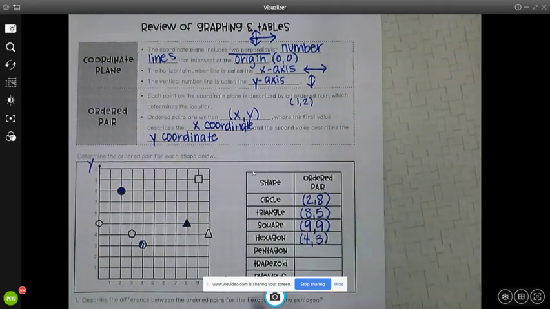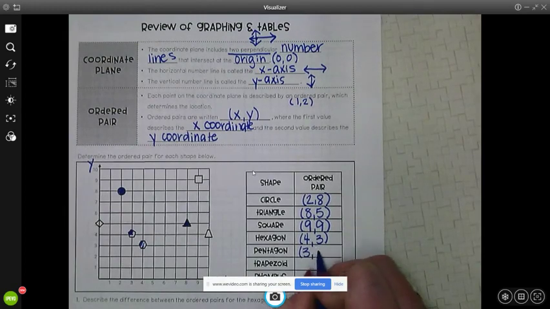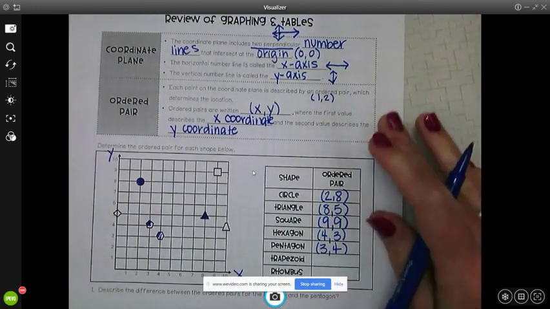And the pentagon is our 5-sided. So it is right here on the 3. And we're going to go up to the 4. And then we are going to leave the trapezoid and the rhombus alone for now.